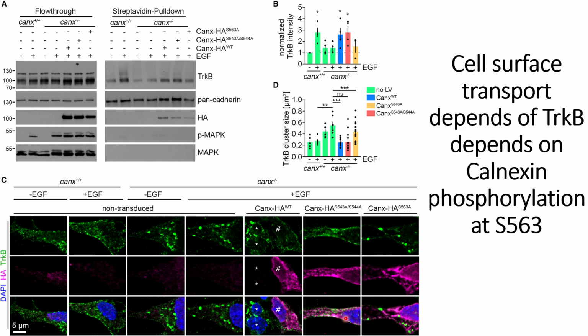Similarly, for the construct where Calnexin is mutated at the CK2 phosphorylation site, they can see that TrkB is spread across the endoplasmic reticulum. However, for the mutations at serine 563, they can see the cluster formations are similar to the case where Calnexin is depleted, whether EGF is introduced or not. So from this, they again confirm that the phosphorylation site at 563, the MAPK phosphorylation site, plays a role in the transport of TrkB to the cell surface.